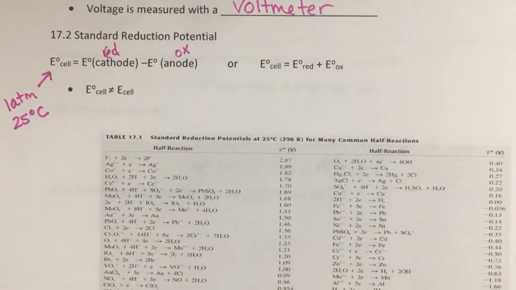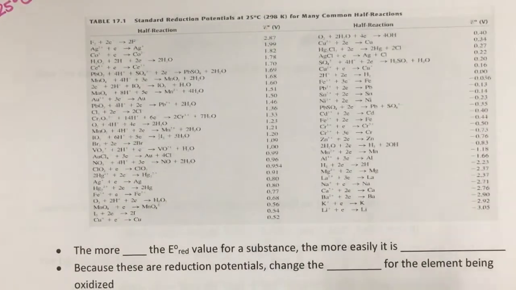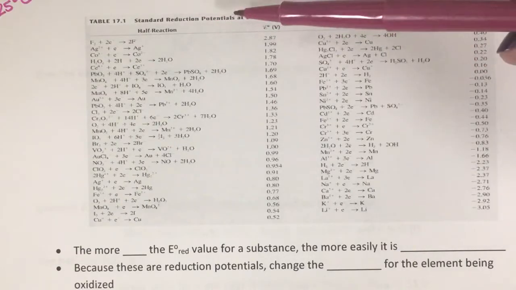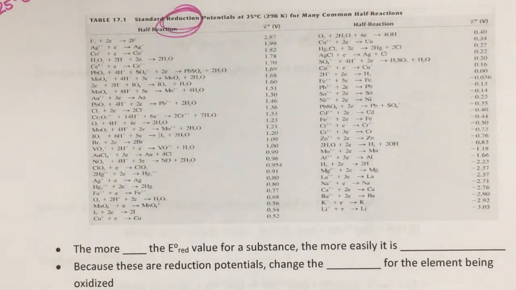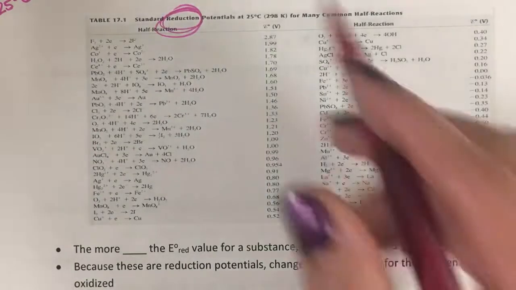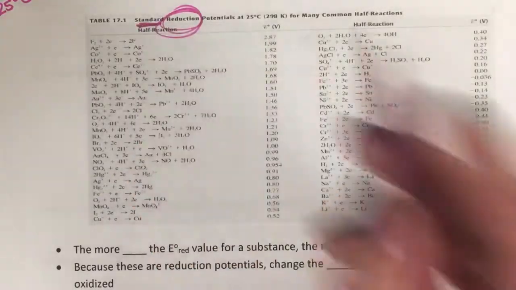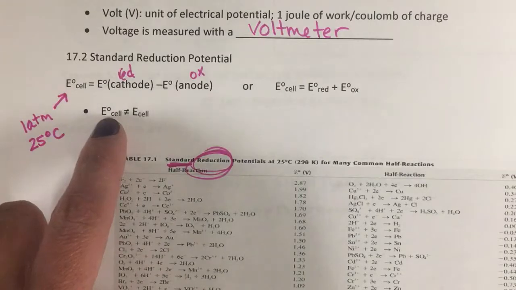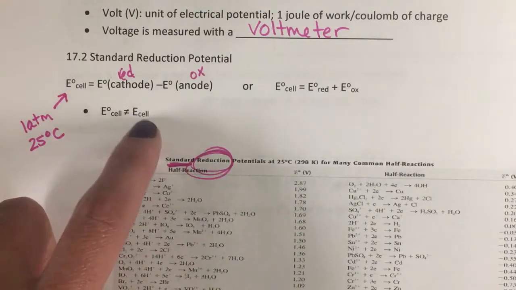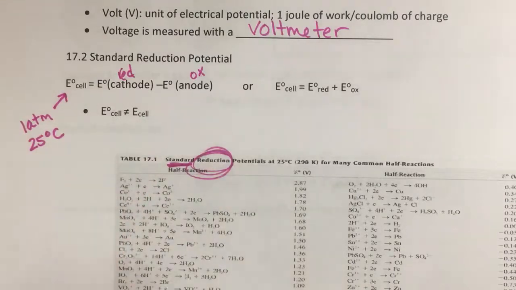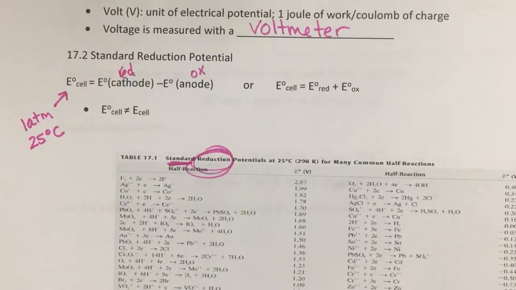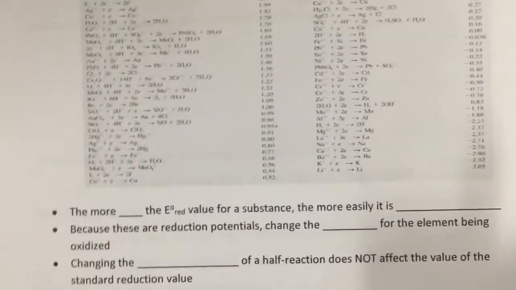Now, here's what that actually looks like. I'm given a table for how much standard reduction potential different half reactions produce. These are, again, standard. I can only say that the standard for my cell is equal to what I actually have if it's at 1 atm and 25 degrees Celsius. If it's not, these two things aren't the same. Okay? Now, here's the way it works.